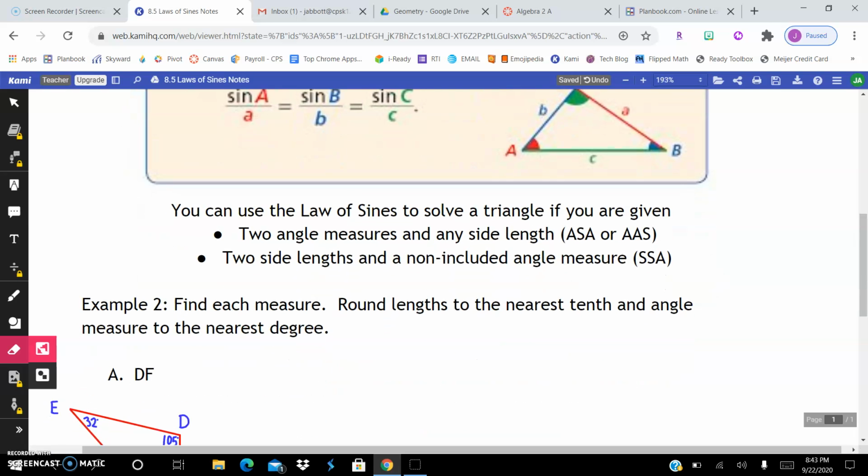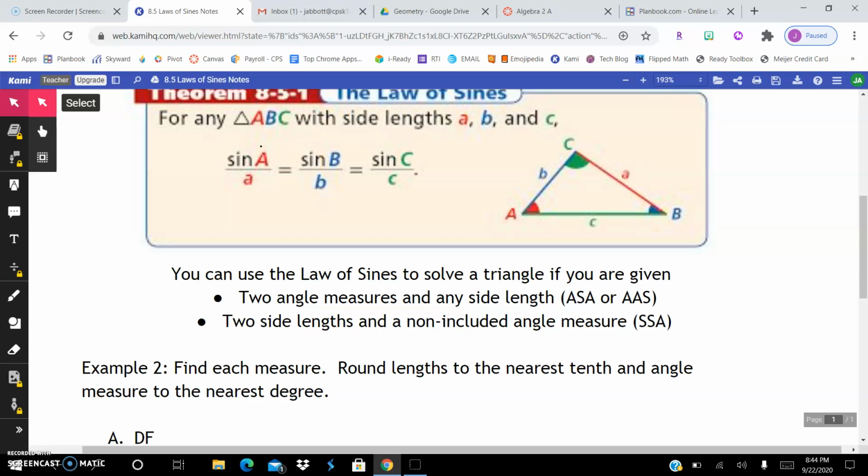So we can use the law of sines to solve a triangle if you are given two angle measures and any side length. So angle, side, angle, or angle, angle, side. Or if we're given two side lengths and a non-included angle measure, and that would be considered side, side, angle. Notice that this triangle is not a right triangle. We were using right triangles up until this point. So the SOHCAHTOA goes with the right triangles. The law of sines goes for the other triangles.